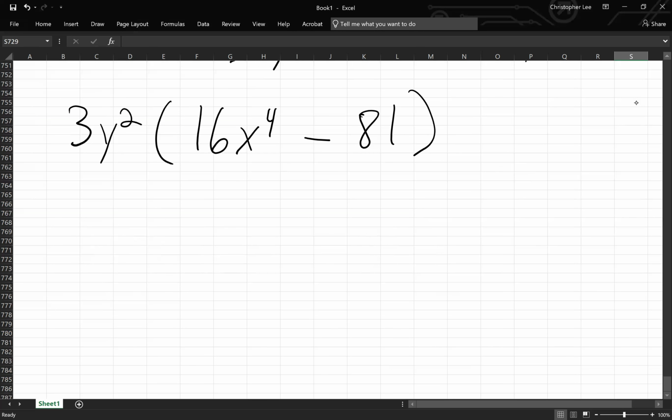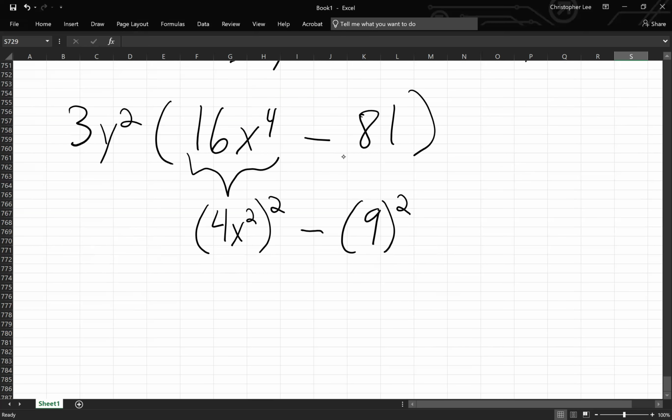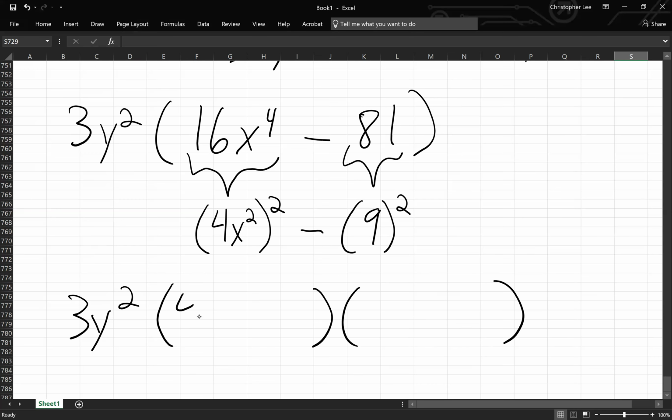Same thing as before. You already know this is what? 4x what? Squared. Very good. And then that's squared right there. Minus what? 9 squared. Very good. All right. That's the trick right there. So that's my final answer. This is going to be 4x squared, and this is going to be 9. One positive, one negative. Everybody got that answer?